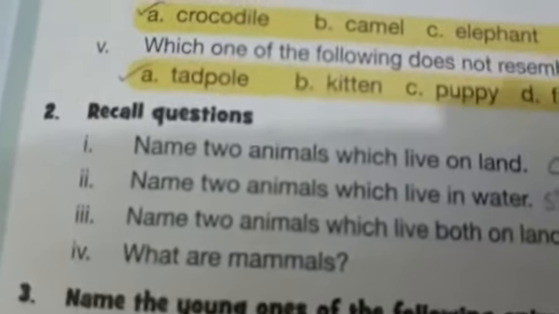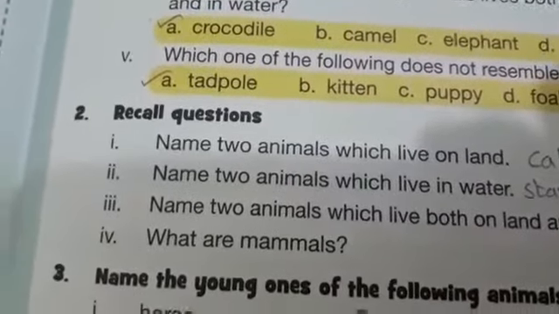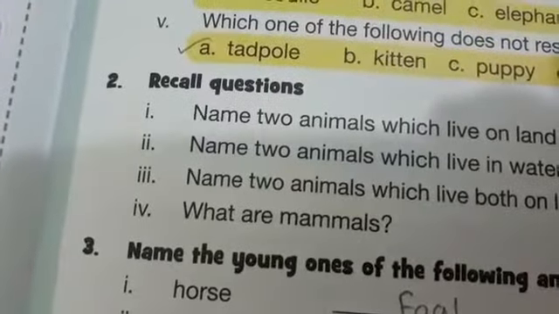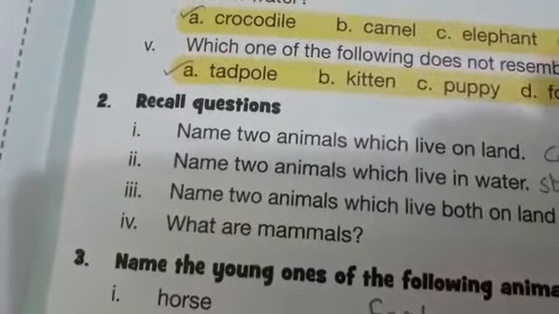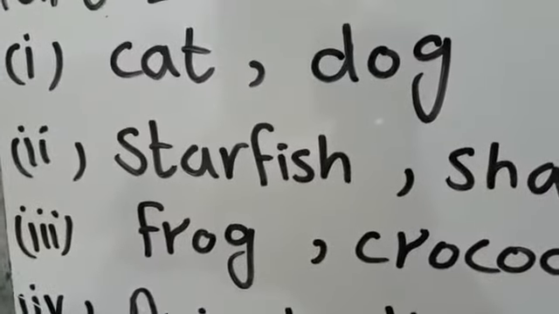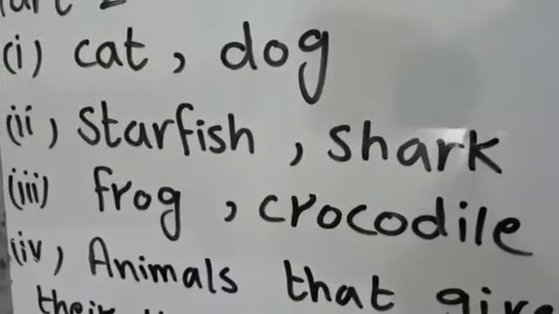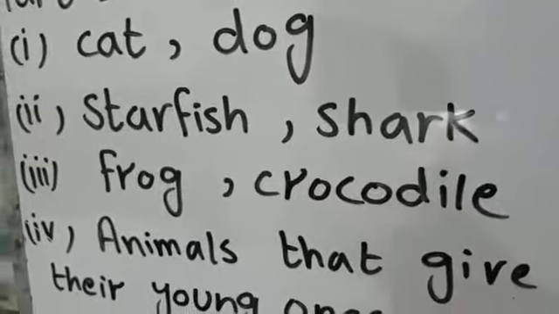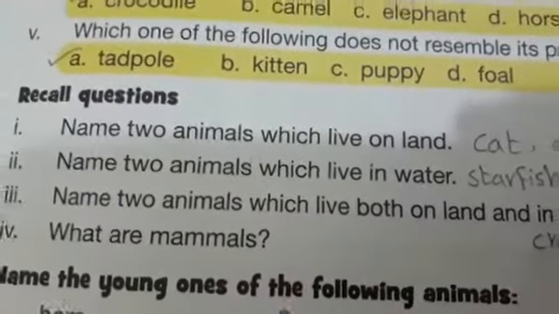Okay. Question number 2 is, name 2 animals which live in water. And we have read about a lot of animals which live in water, so you just write down two of them. For example, number 2 answer is starfish, shark. Clear? Okay. Question number 3 is, name two animals which live both on land and in water.